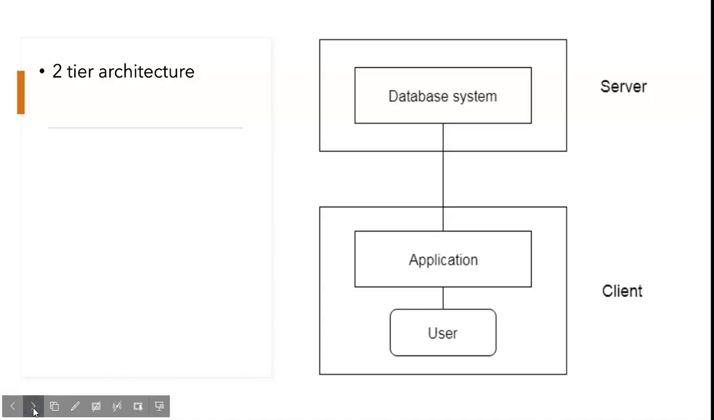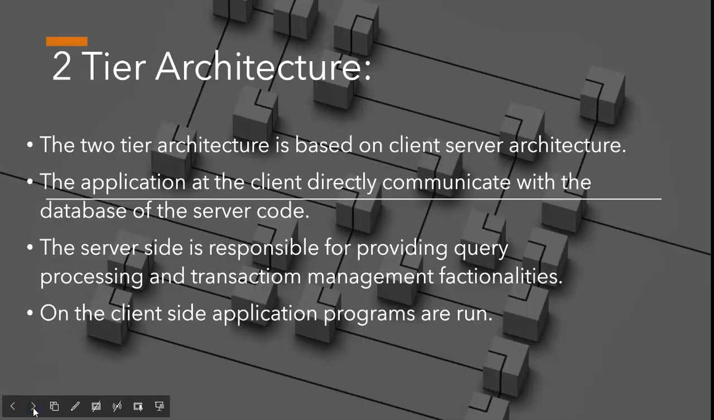When coming to two-tier architecture, this diagram represents the two-tier architecture. You can see the below box is considered as client and above box is considered as server. So the client is directly communicated with the server through network. We can more figure out this. The two-tier architecture is based on client-server architecture.